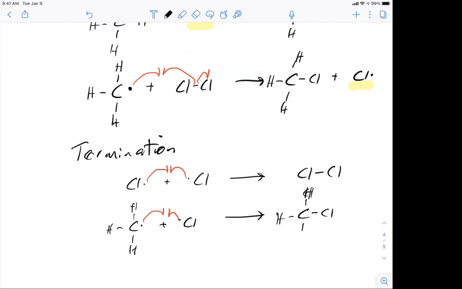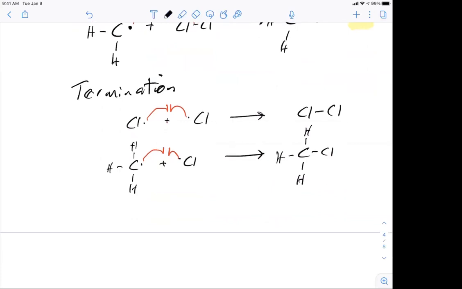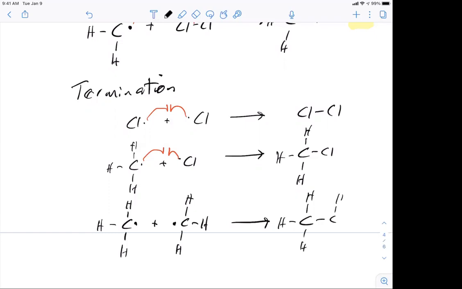Now this one shows us the product, but it's not a propagation. This would be a termination step because there are no other radicals after this. There's no way to continue the process. You also could have had the two carbon radicals coming together. So all of these are possible terminations.